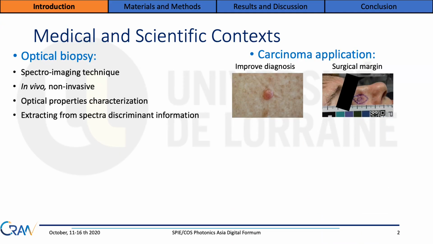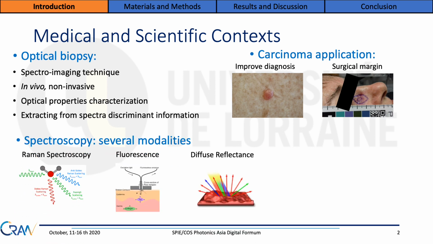Optical biopsy is involved in the perioperative support of the removal of cutaneous carcinoma. Indeed, its use makes it possible, on the one hand, to improve the efficiency of diagnosis and, on the other hand, to establish surgical margin. Several point spectroscopy techniques have already proved to be effective for cutaneous carcinoma diagnosis. This includes Raman, exogenous and endogenous fluorescence, or diffuse reflectance spectroscopy.